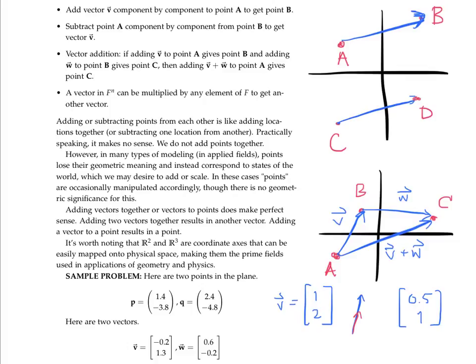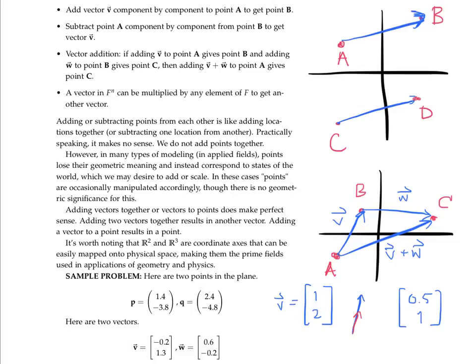Adding vectors together or vectors to points makes perfect sense. If you add two vectors together, you get another vector, just as we saw right here. If you add a vector to a point, you get another point, as we saw up there. But it's worth noting that R2 and R3, especially when you're doing points and vectors, are both excellent representations of 2- and 3-dimensional space. So they're used a ton in applied fields like geometry and physics. And geometry is obviously the one that we will be exploiting the most here.